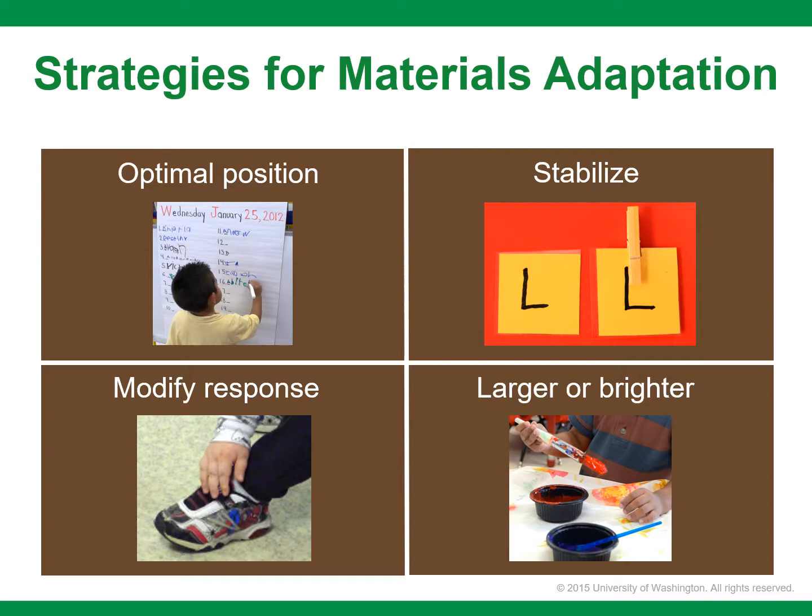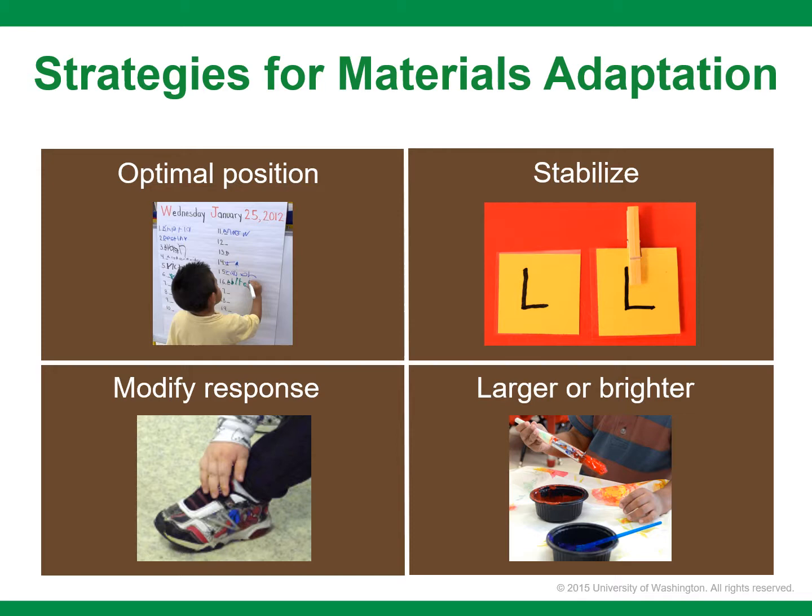There are 4 strategies to consider when adapting materials to increase a child's access and participation. Place materials or equipment in the optimal position for a child. This might mean putting materials within reach by lowering a piece of equipment or arranging paper vertically instead of horizontally. So instead of laying paper on a table, stand it up, tape it to a wall. You might need to stabilize materials. This could be as simple as putting an extra large piece of paper, using fasteners such as paper clips, tape, etc.